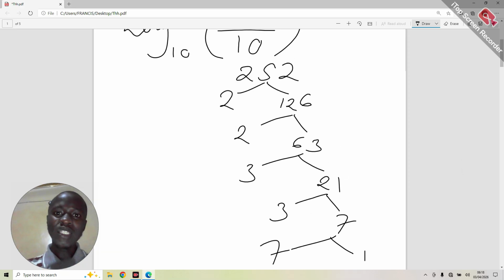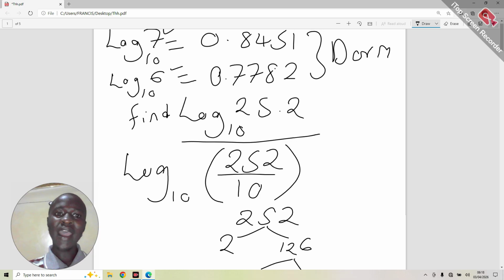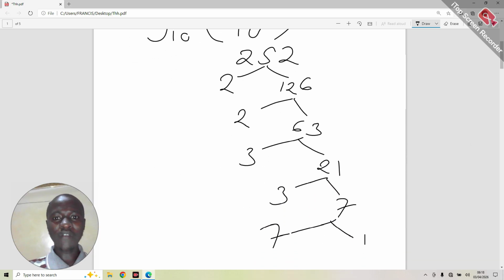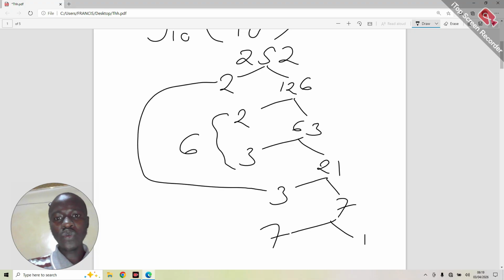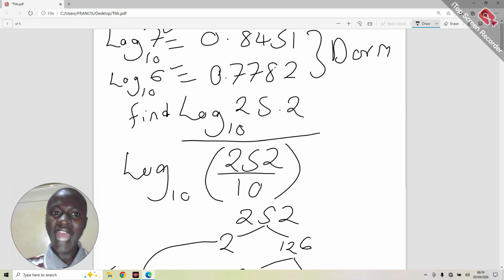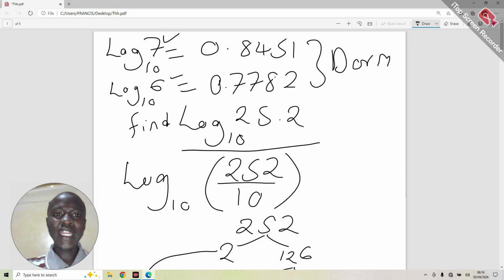Remember, this 252 must only have 6 and 7. So you have to be creative. If I multiply these two, I'll get 6. Again, if I multiply these two, I'll get 6. And then we have 7. You see, you cannot take 2 power 3, 3 power 5, and 7, yet 2 and 3 are not in our domain. The domain only contains 7 and 6, and that is what we are looking for.